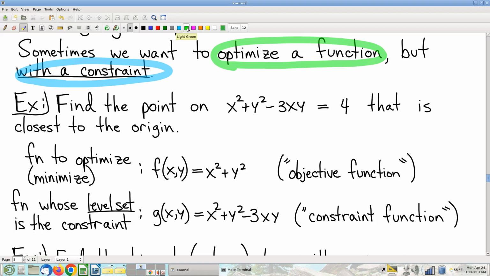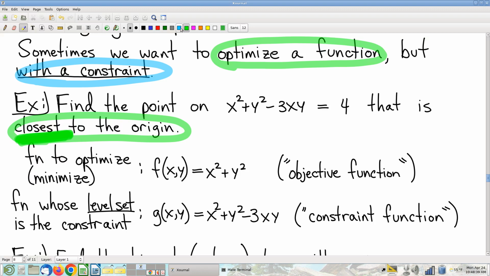Let me show you what I mean by that as an example. Okay, so I want to find a point that's closest to the origin. Now this is an optimization problem. Closest means I want to minimize something. I want to minimize the distance. So that's the function we want to optimize. By the way, optimize, of course, means sometimes you want to minimize, sometimes you want to maximize. We lump them all together with optimize.